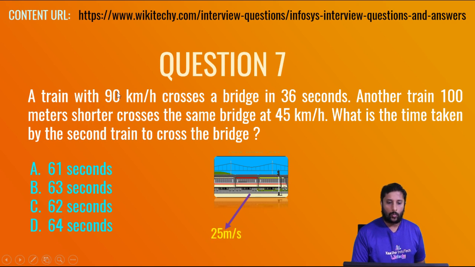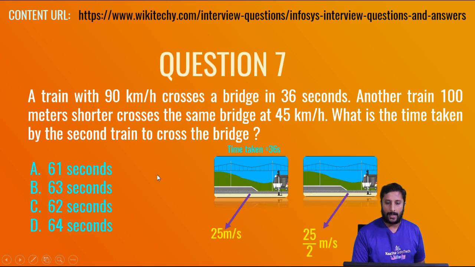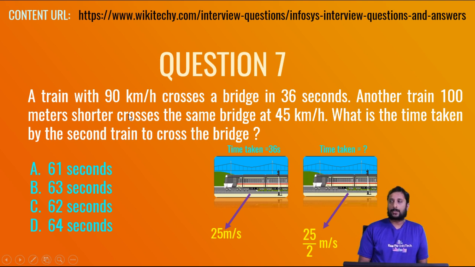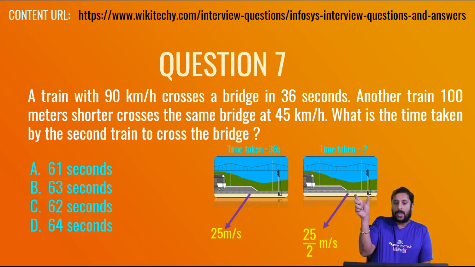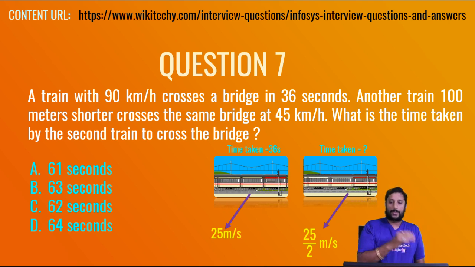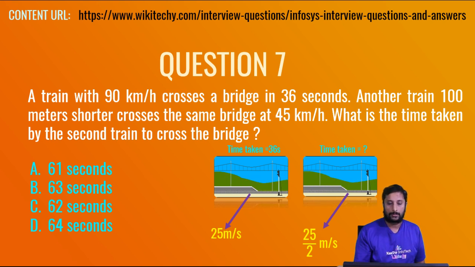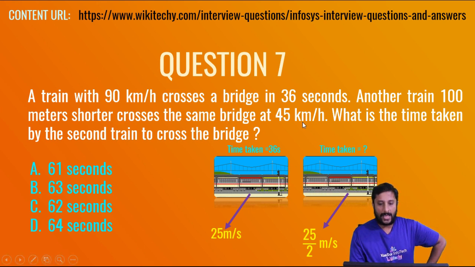A train at 90 km per hour crosses a bridge in 36 seconds. Another train is 100 meters shorter. Considering I got 500 meters for train A, the B train is 400 meters because it is 100 meters shorter. The smaller one crosses the same bridge at 45 km per hour. What is the time taken by the second train to cross the bridge? That's the question.